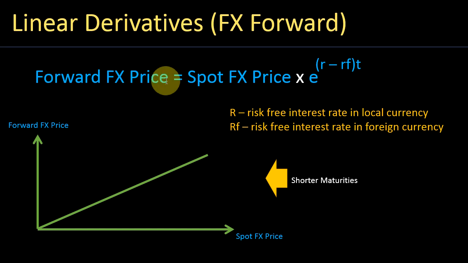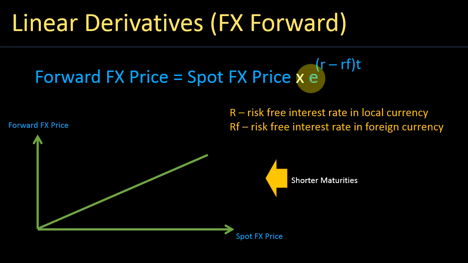So we know that the formula for an FX forward is simply the spot price multiplied by the exponent of the risk-free rate in the local currency minus the risk-free interest rate in the foreign currency. So that's the foreign currency. And then we multiply that by the time to maturity. So if you just want to calculate the forward FX price, you simply take the spot FX price, and then you use the interest rates in the local currency and the foreign currency. You take the difference and you multiply it by the time to maturity, and you will arrive at the future FX price, or the forward FX price.